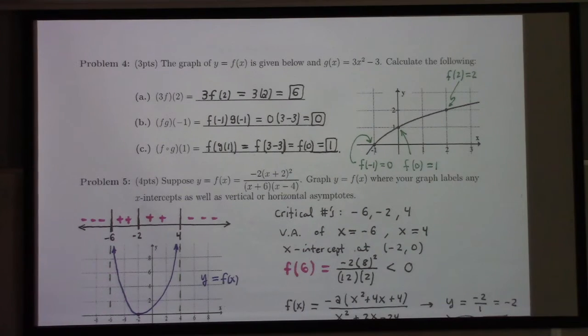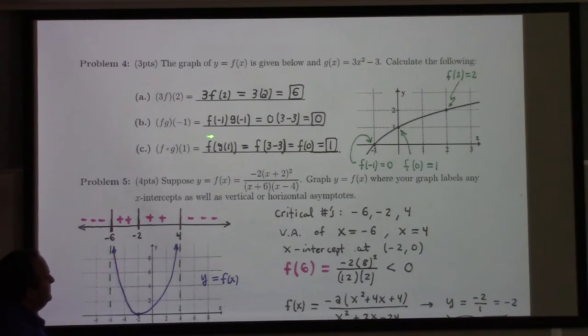Okay. So here, this is easier than you think it is if you got it wrong. So 3f of 2 is 3 times f of 2. F of 2 is right there. F of 2 is 2. 3 times 2 is 6. That's all there is to it.